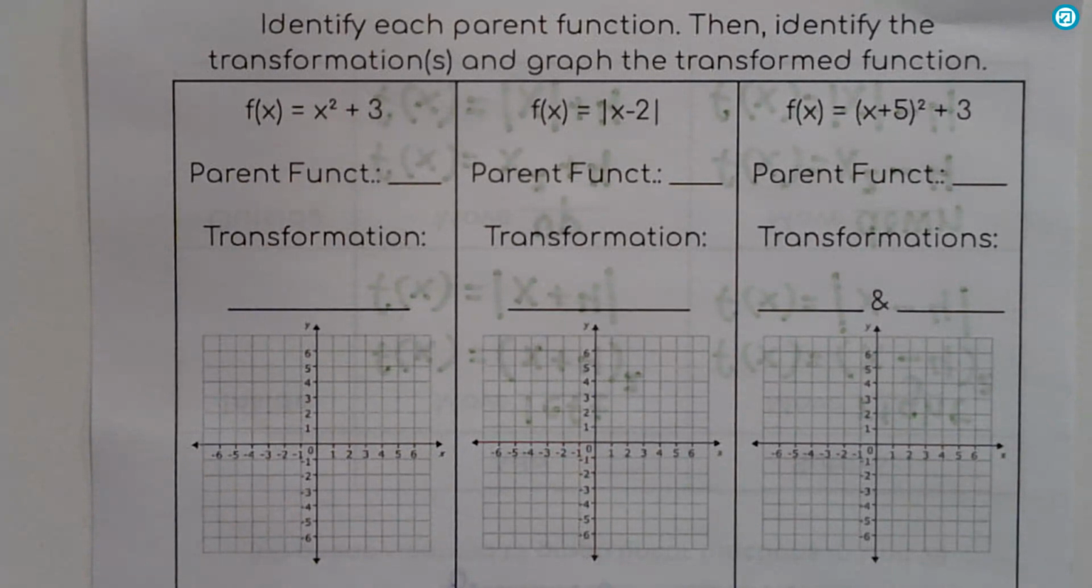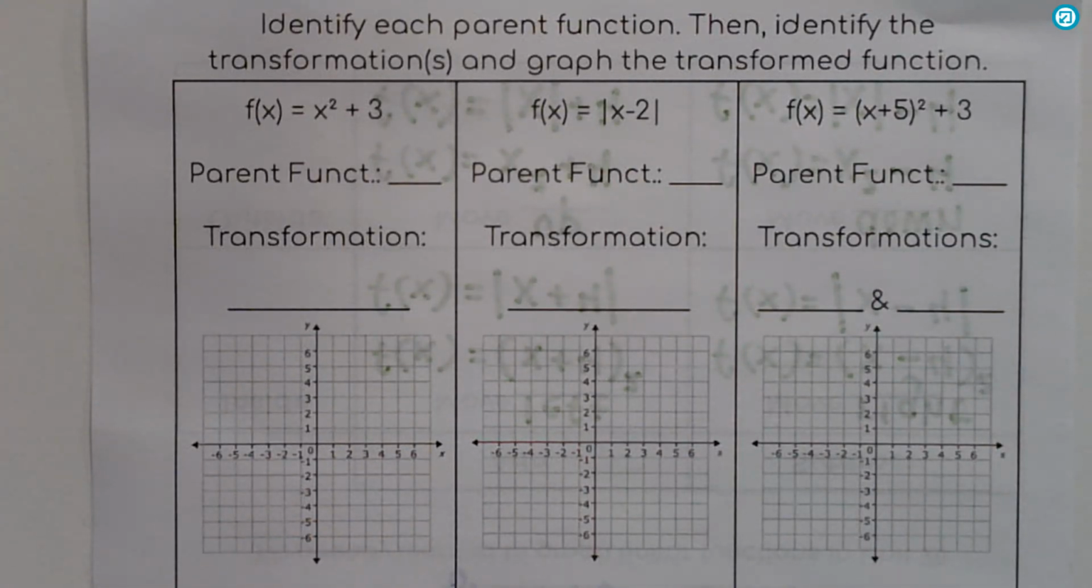Oh well. Okay, you have to decide which your parent function is. We only have 2 options today. We've got x squared and the absolute value of x. There are other parent functions in the world, but those are the 2 we're using right now. Then you have to decide what your transformation or transformations are, because sometimes there's going to be more than one.